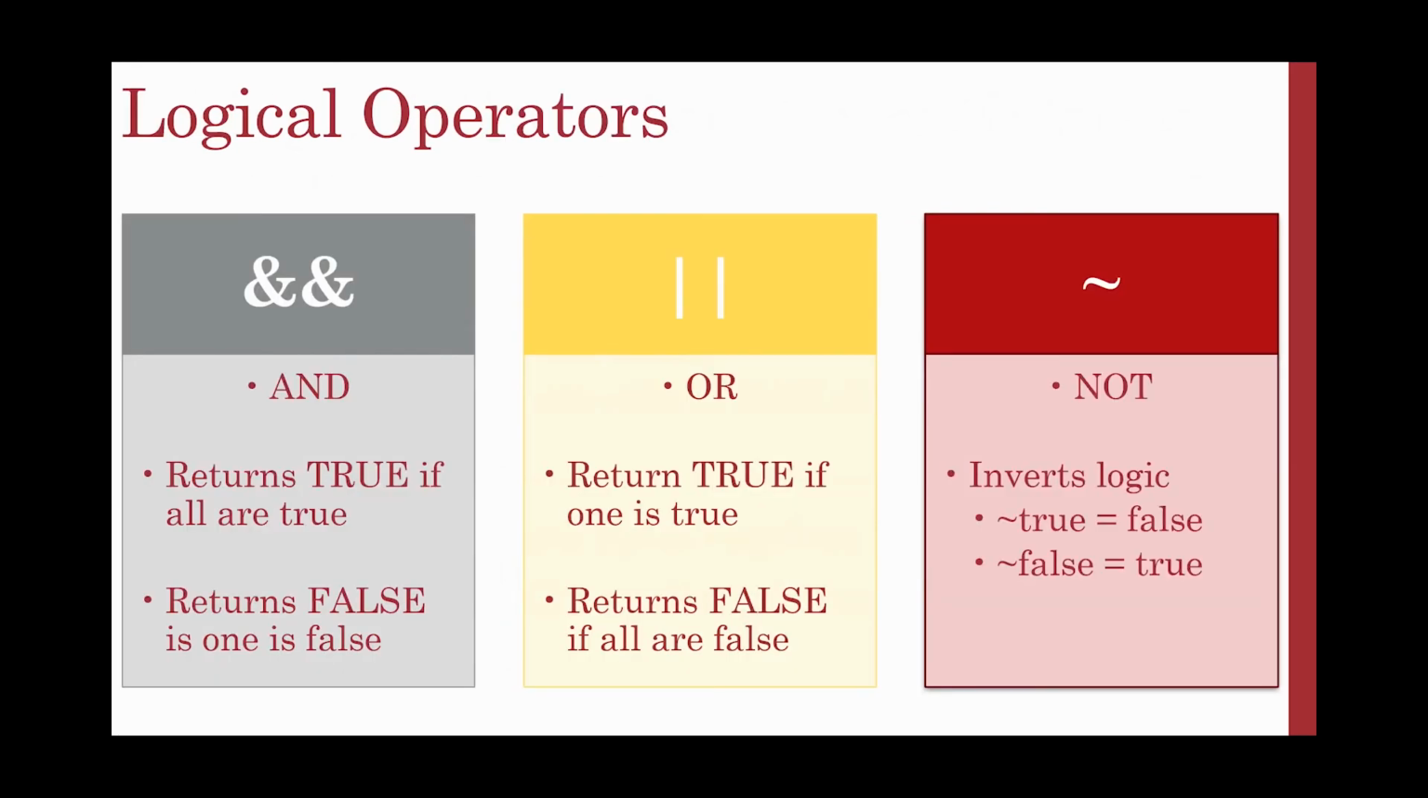MATLAB still has the same logical operators that Excel had. So in Excel we had our and, or, and not functions. In MATLAB, and is two ampersands next to each other, or is two vertical lines, and not is the squiggly tilde. The behavior works the same as it does in Excel. So for and, it returns true if all are true, or returns true if only one is true. Not inverts your logic.